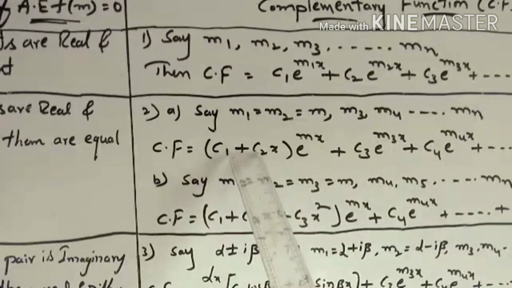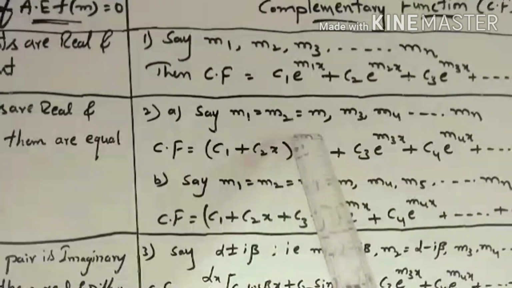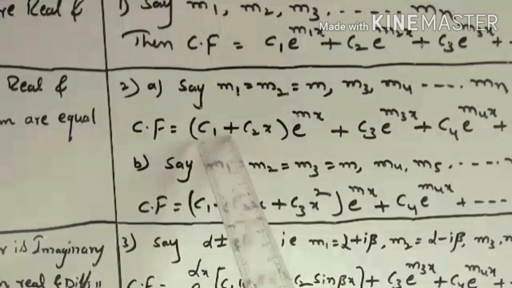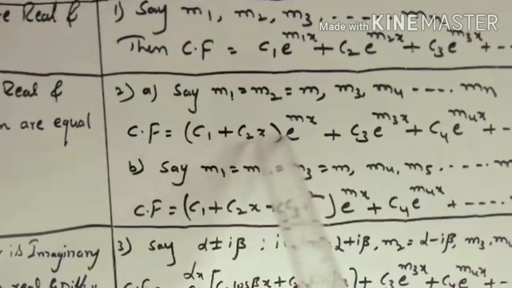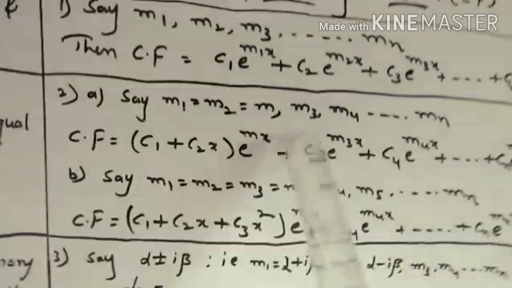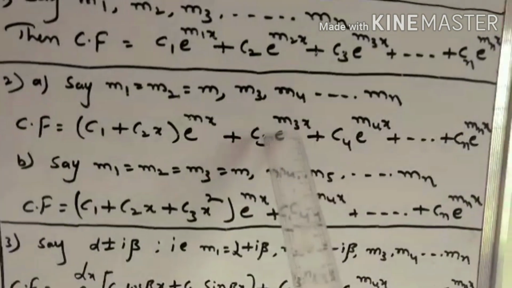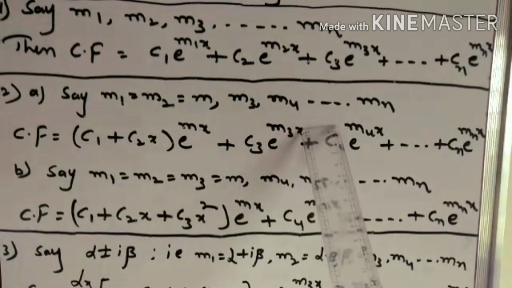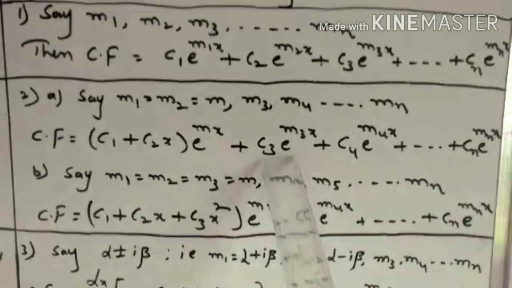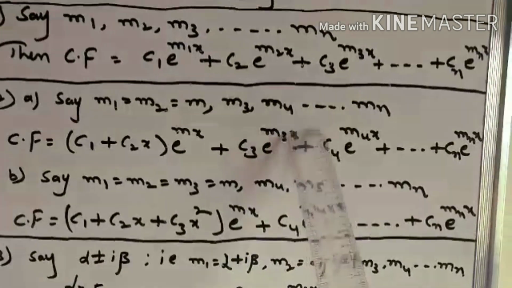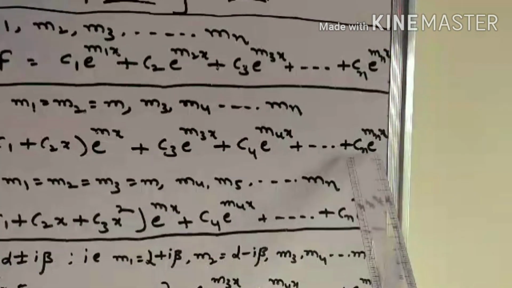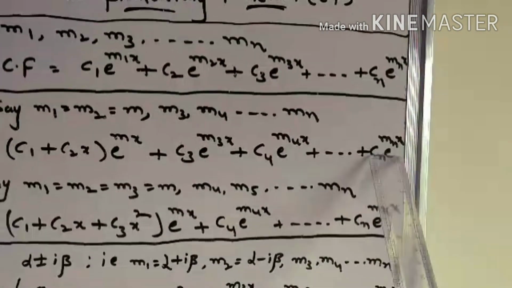It is c1 plus c2x into e to the power of mx. If the roots are real and equal, then the complementary function is c1 plus c2x into the common root e to the power of mx. Next, the rest of them are real and different. That is c3 e to the power of m3 x. Here c1, c2, the two constants are used up. The next constant, what should come here? c3 e to the power of m3 x plus c4 e to the power of m4 x and so on. How many roots are there? n roots. That is cn e to the power of mn x.